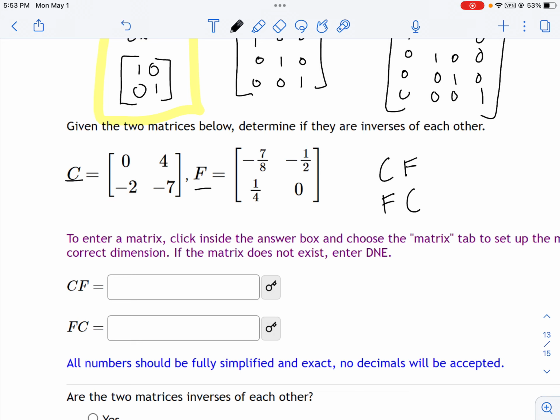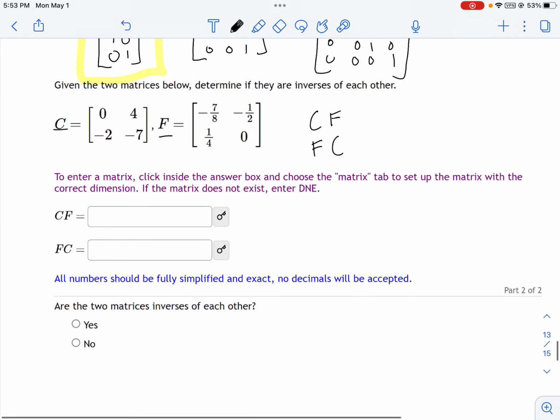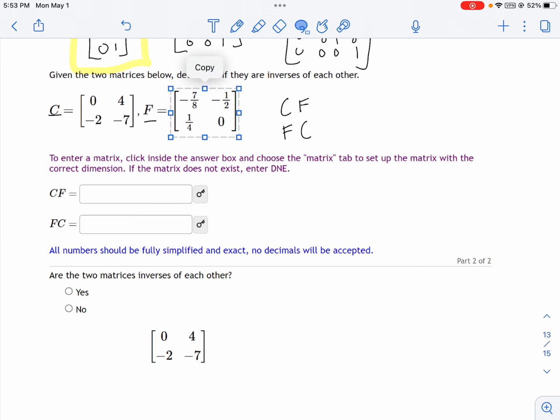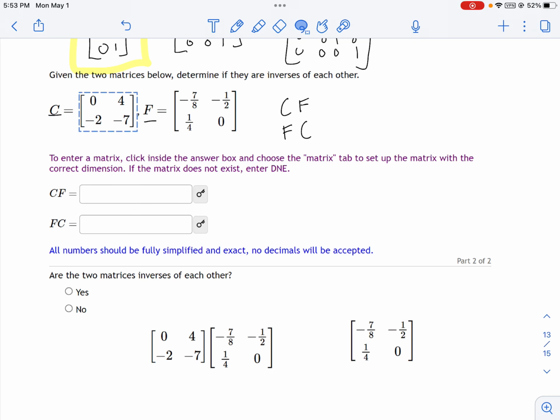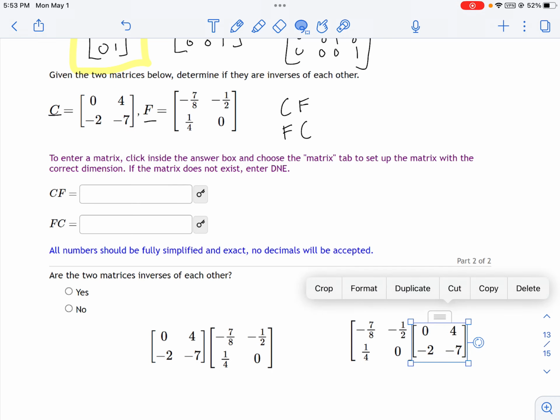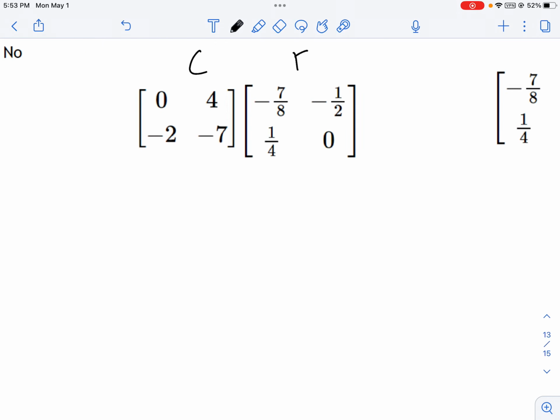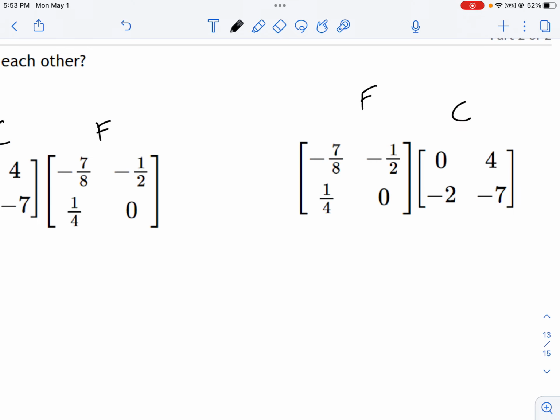So let's dive right into it. This first one, we have C times F. So our matrix C, copy that down below, times our matrix F. Then we'll have to go the other direction as well, so we're going to do F times C in the other one. Now I'm going to go a little quickly through this. I'm going to assume that you guys know matrix multiplication, and then we'll just go through the numbers a little bit.